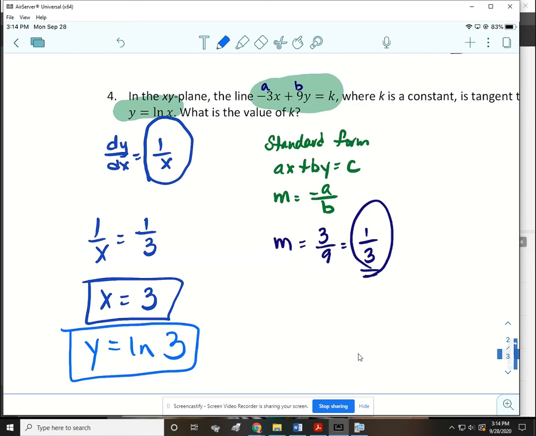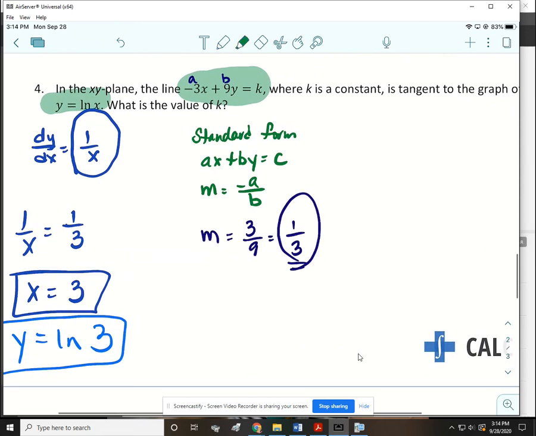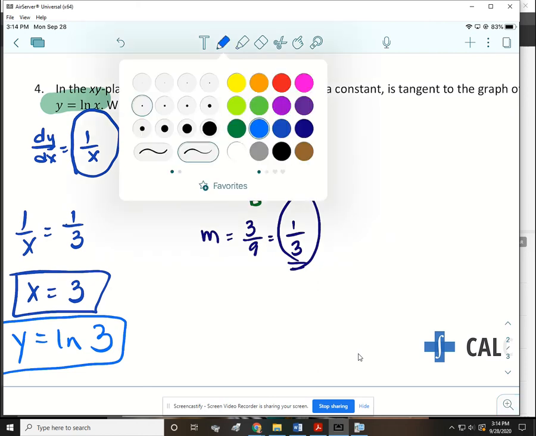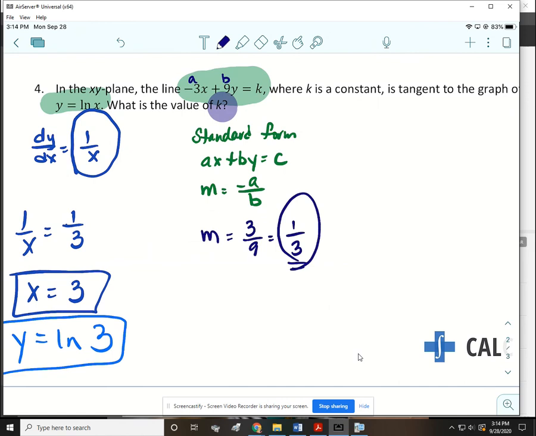So I know what x is, I know what y is, but that isn't what the question is asking. The question is asking, what is the value of k? So look at everything we have and look at what we want and see if you guys can figure out a way to get what we want. Right, our only equation that has k is that purple one, negative 3x plus 9y equals k.